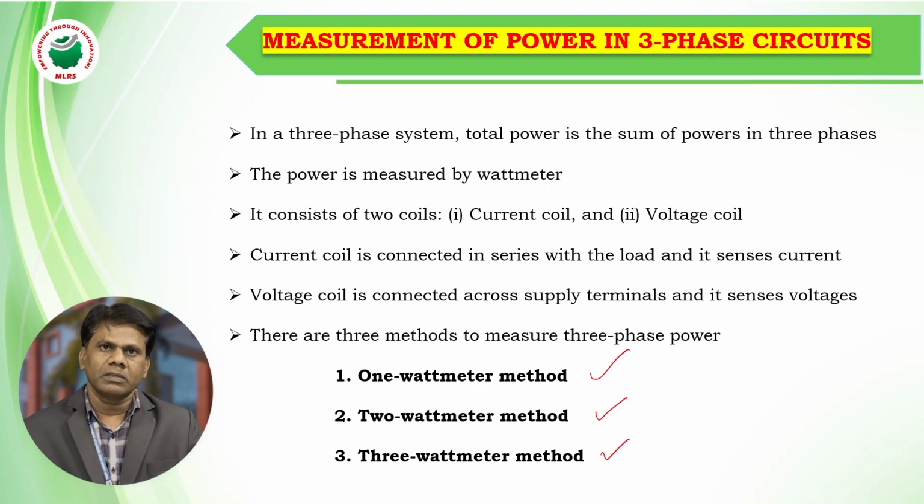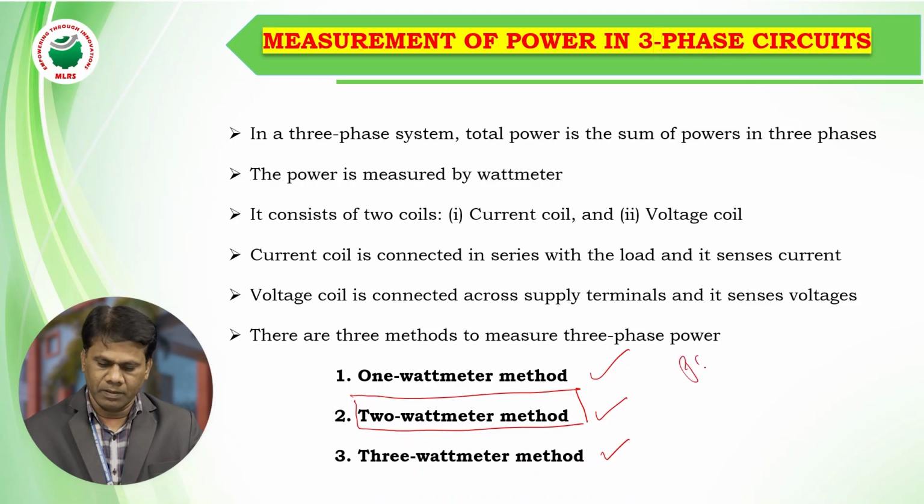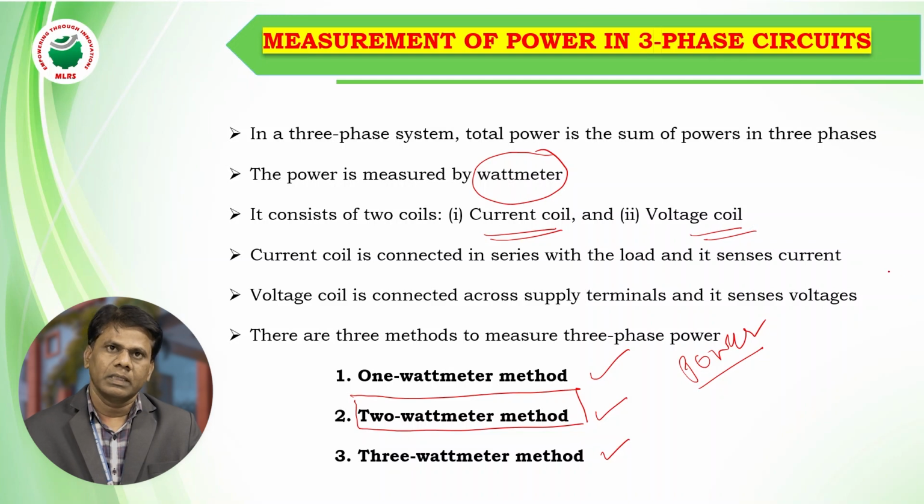In the last lecture, I discussed the method called 2 wattmeter method for the measurement of power in three-phase circuits. As we know, power is measured by a device called wattmeter. The wattmeter consists of a current coil and a voltage coil. These are the two coils the wattmeter contains, the current coil and the pressure coil or voltage coil.